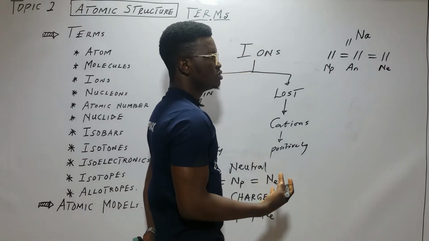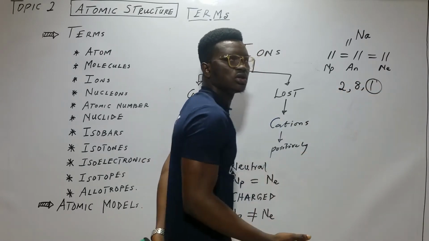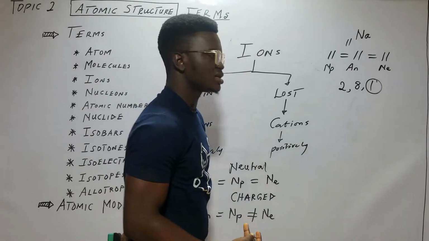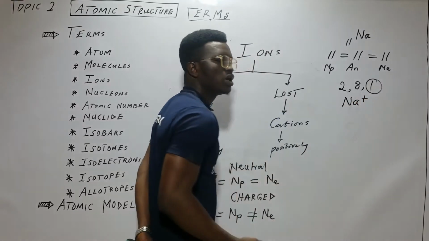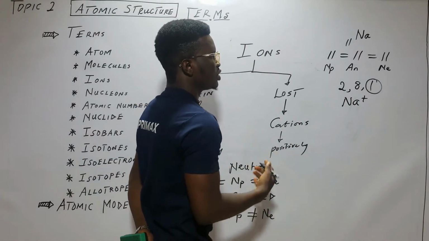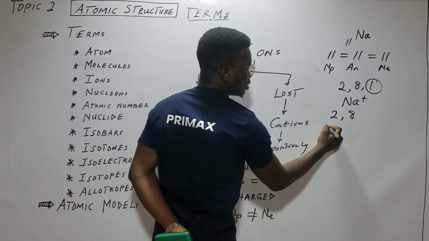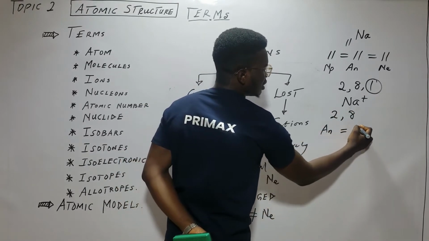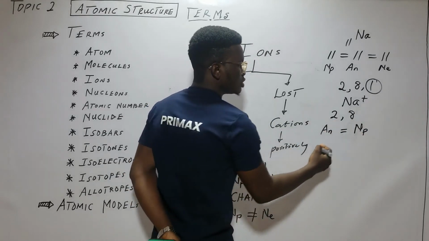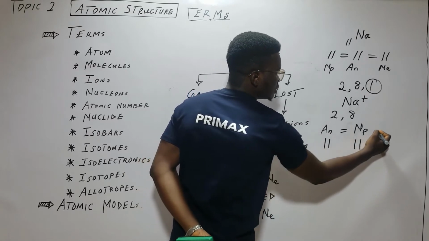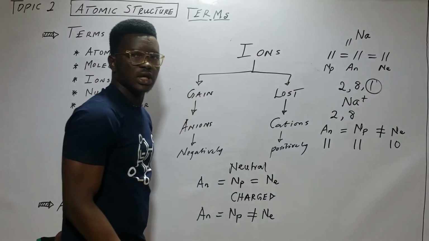But when sodium loses electron, you have 2, 8, 1. So it can lose this electron in order to obtain stability. Now, when it loses that electron, it becomes Na+, which you call a cation. Now, this Na+, we have a configuration of 2, 8, which means that the atomic number still remains the same. The number of protons still remains the same. But what has changed? The number of electrons. So it has 11, but not equal to number of electrons. So the number of electrons is 10. I hope you understand that.